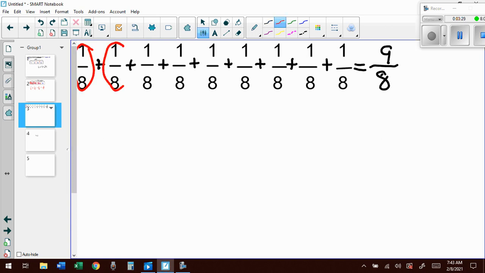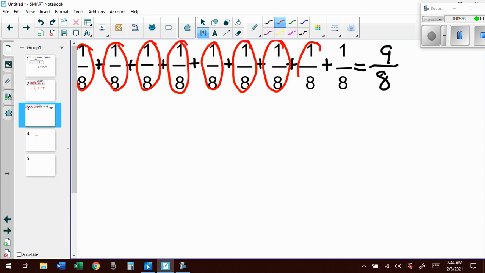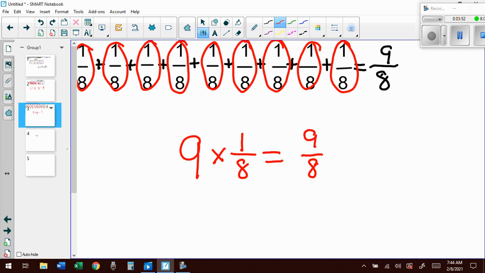Or we have 1, 2, 3, 4, 5, 6, 7, 8, 9. We have 9 1/8, or we have 1/8 9 times. 9 times 1/8 equals 9/8. So going through your schooling, you've learned that repeated addition is often a good way of solving multiplication equations.